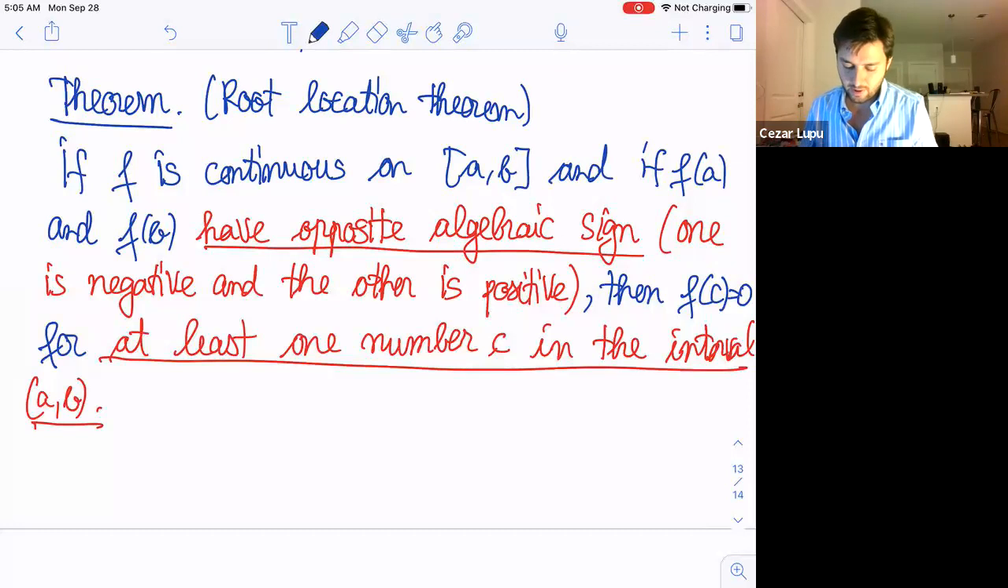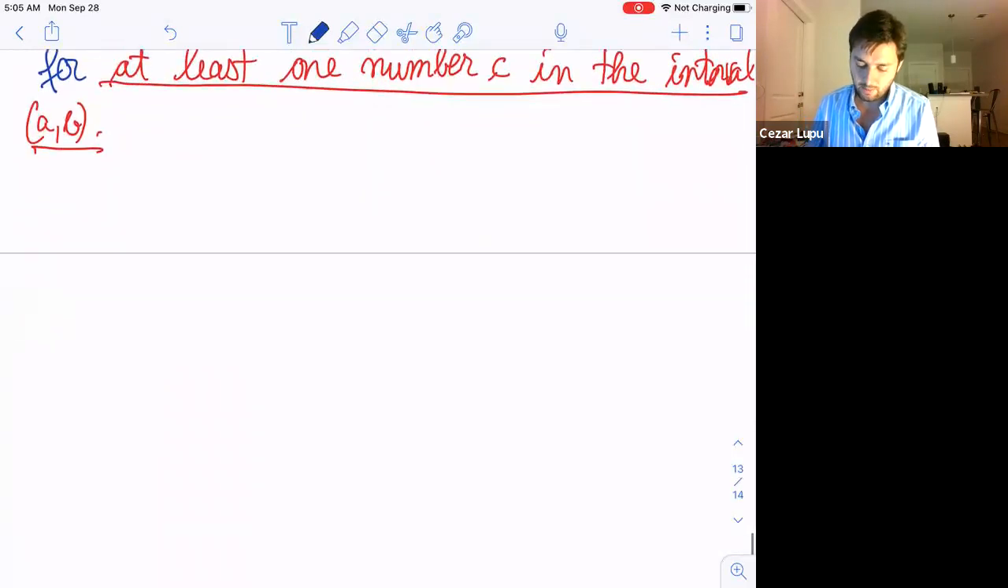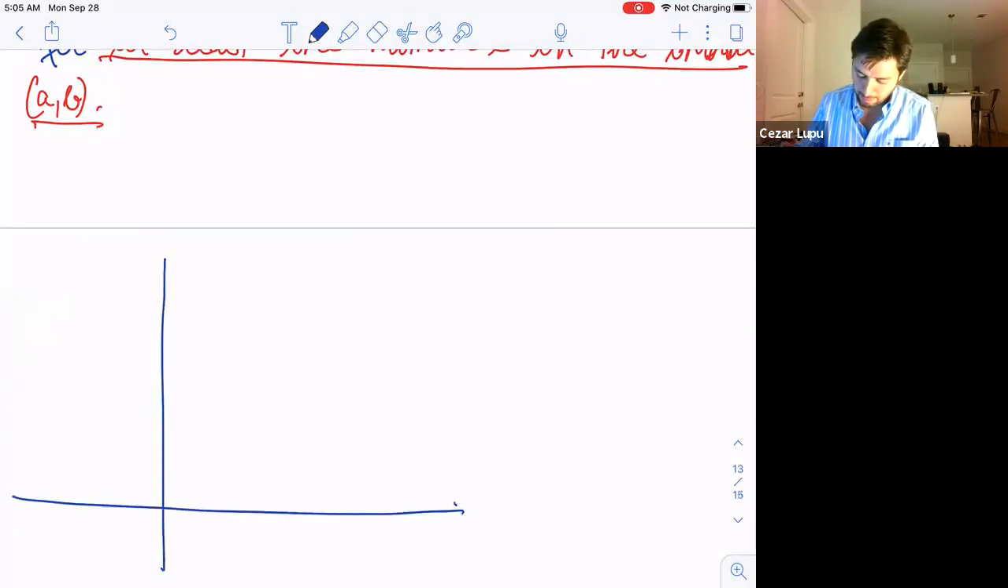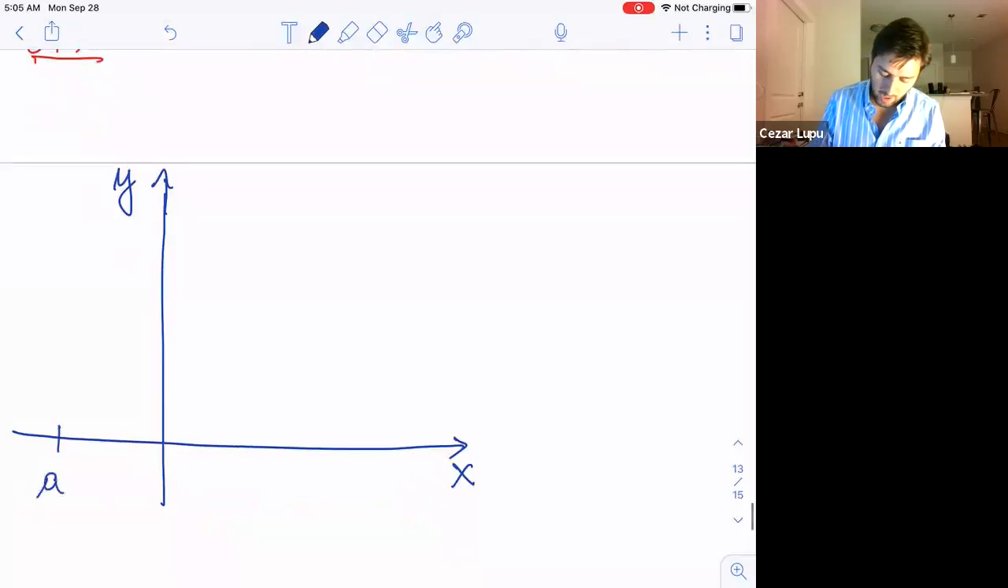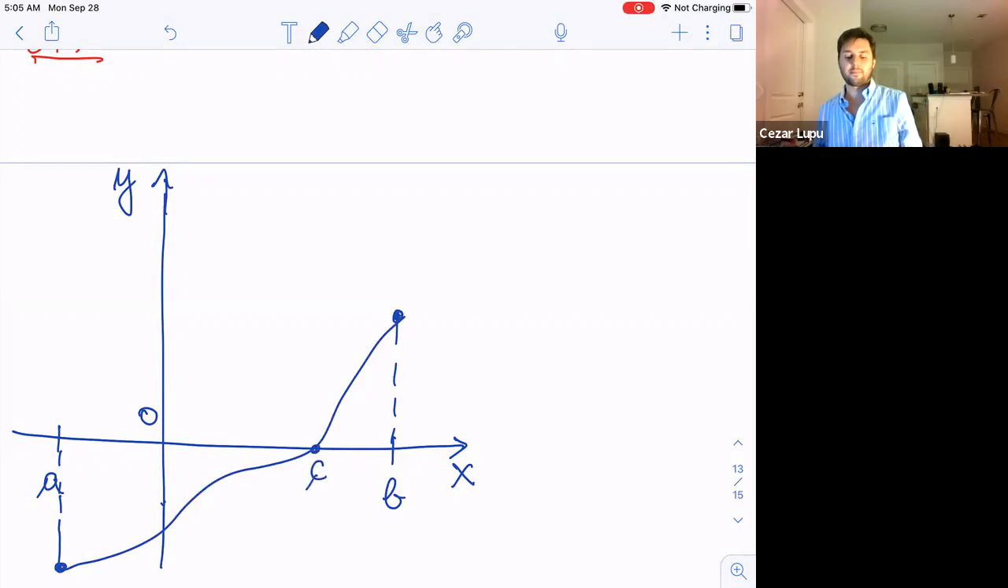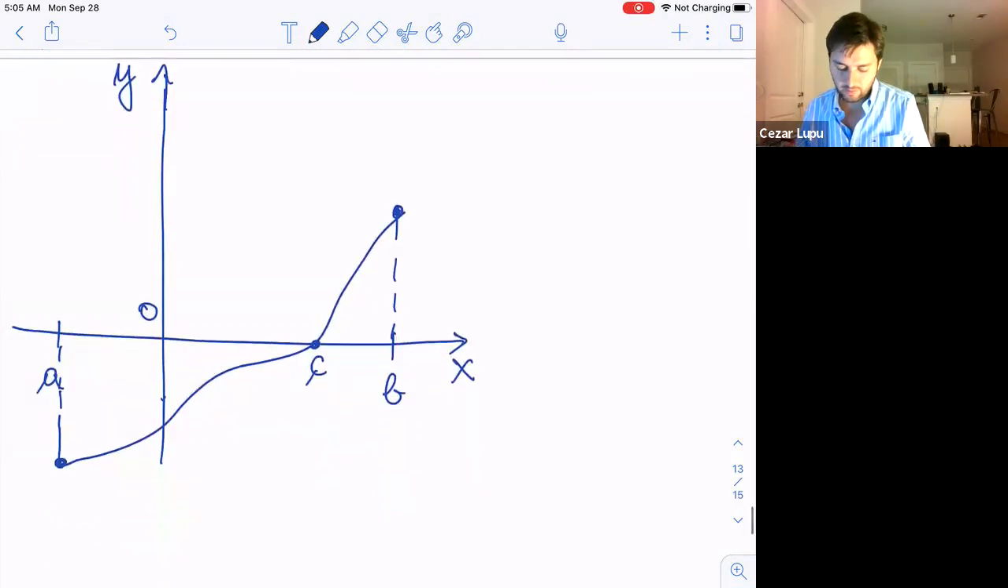All right, let me draw some pictures now, and then we'll do an example. Let's say here I have a and this is b. Here is 0, and let me go like this. So I have this here, this here. And you see it has to go through 0, so this is my point c. Or if you want, let me draw another picture.